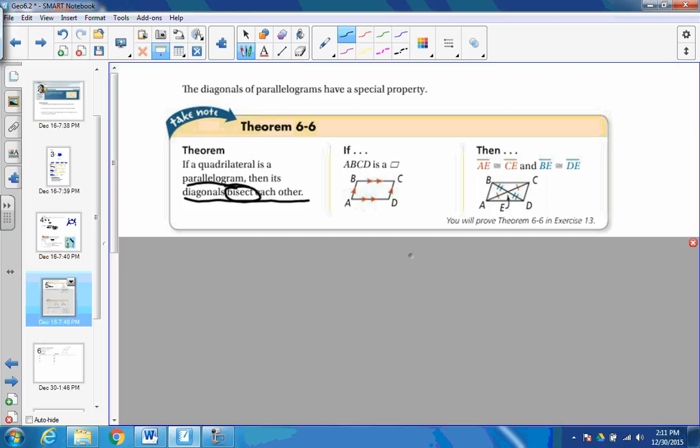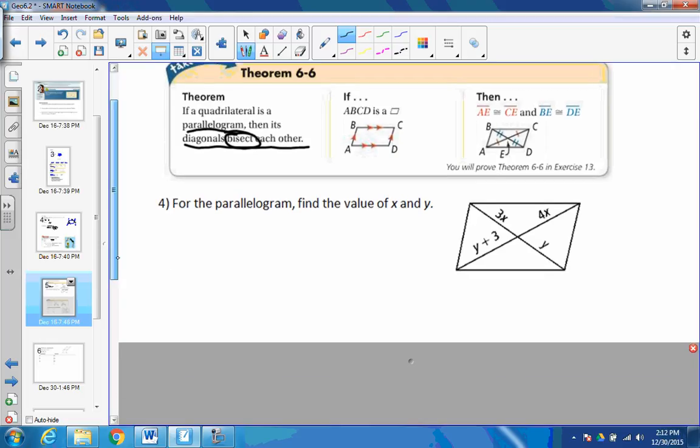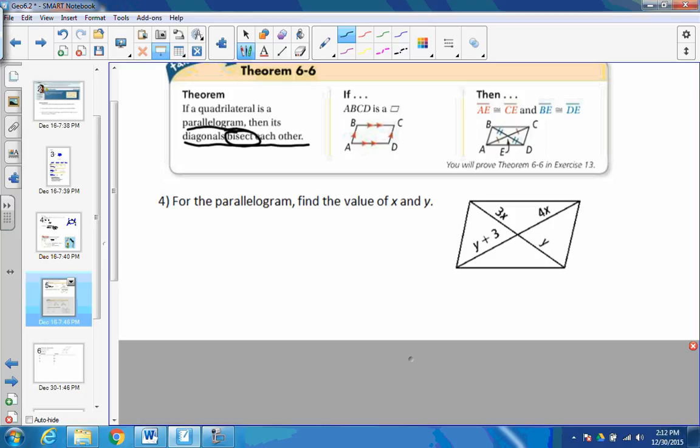Okay? So if we have a parallelogram here, then the diagonals bisect each other, so we have the two halves of the diagonal. It cuts each diagonal into two halves. So if we look at an example here, for the parallelogram, find the measure of x and y. Well, based on that theorem, we know that this is congruent to this because they cut in half. This is congruent to this. So y equals 3x, according to that right there, and y plus 3 equals 4x.